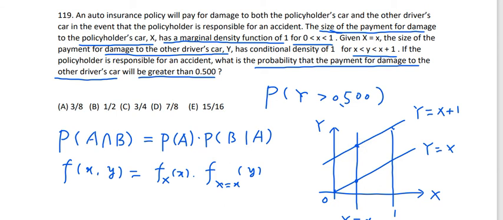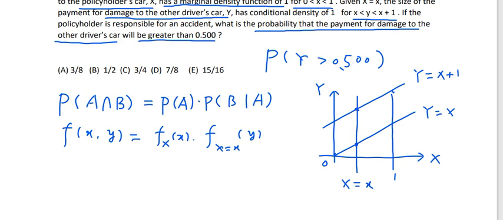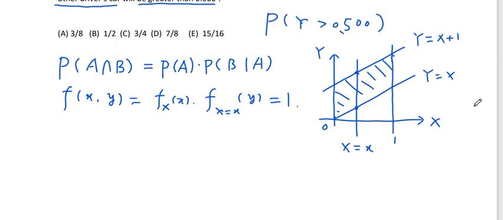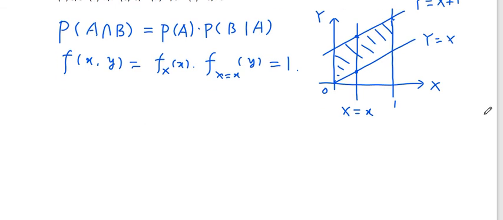So we know this joint density function is just 1, right? Constant. And the integration range is just this part. So now we can easily do this calculation. Let's say y larger than 0.5. Maybe my graph is not so good, so we had better have a good graph.